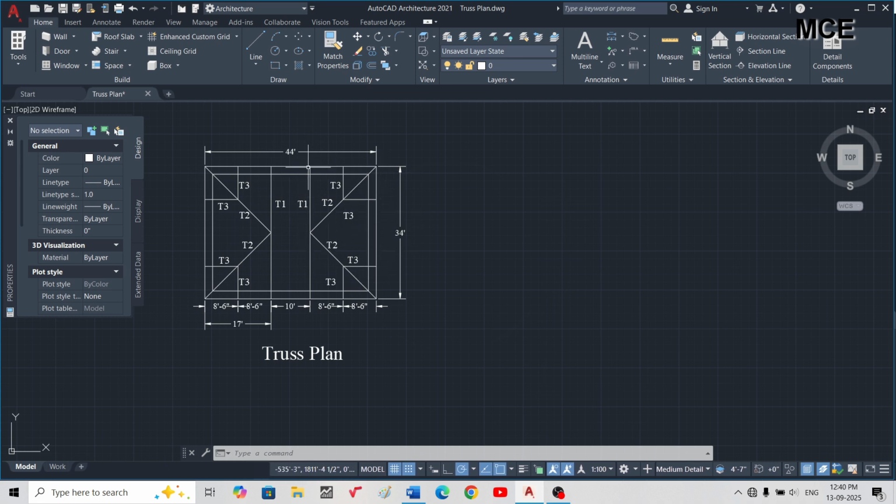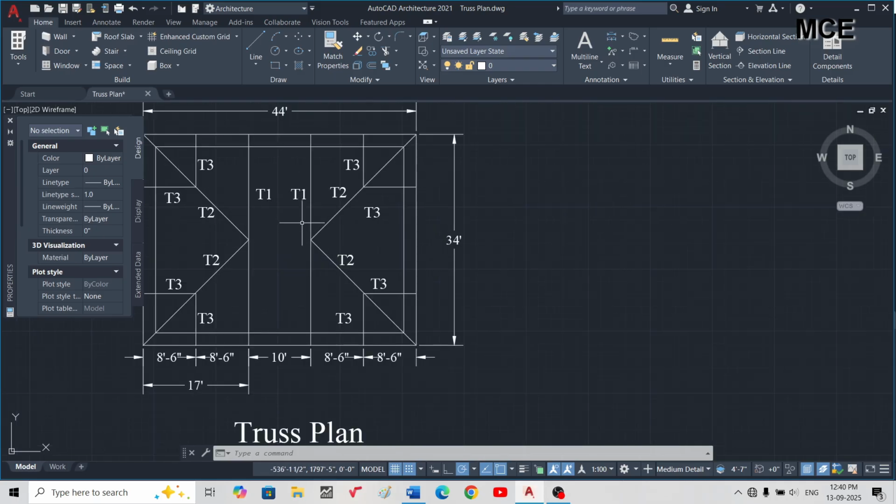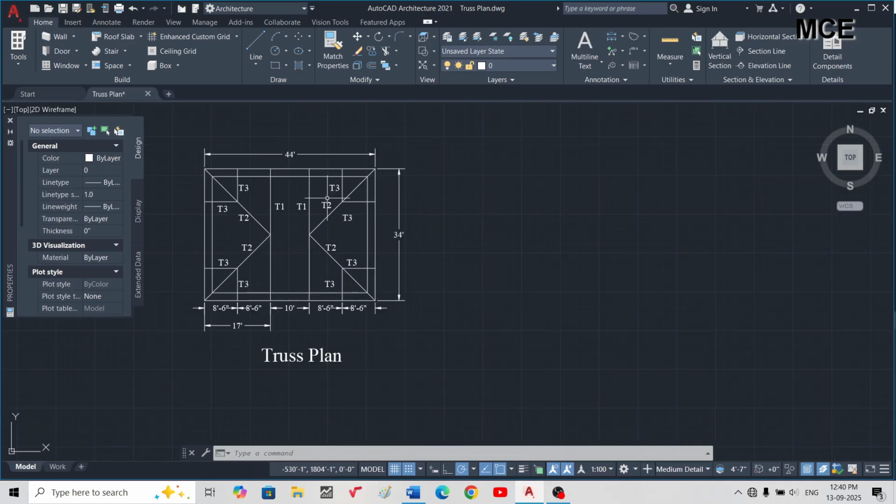Now in this video we will learn how to design the individual trusses for the loading, that is, to get the sizes for the truss. For this truss plan, I have three types of trusses, that is T1, T2 and T3. This is the T1. If you want to better understand the concept, you have to watch my previous video. I will provide the link in the description or at the top of this video.